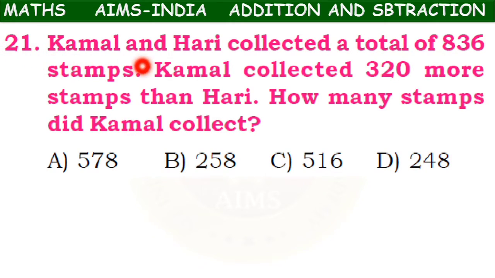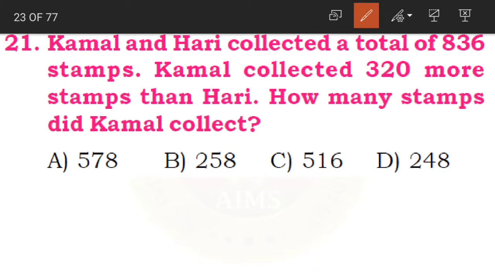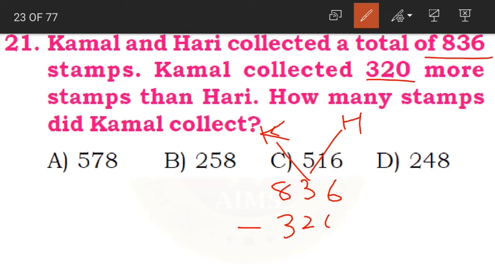Now what is this? Kamal and Hari collected a total of 836 stamps. Kamal collected 320 more stamps than Hari. Now how many stamps did Kamal collect? You see, this total of 836 stamps is the collective stamps of both Kamal and Hari. Now Kamal has collected 320 more. Now let me take out this 320 from 836. Yes, 836 minus 320 is equal to 516.